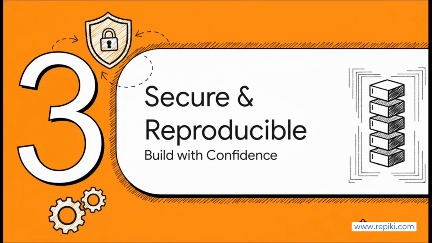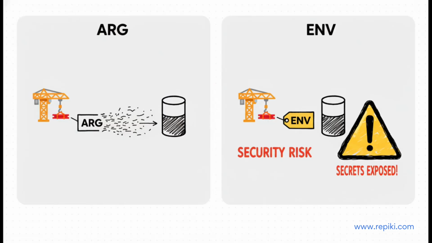But raw speed isn't the whole story. We also need to build with confidence. And that brings us right to our next section: secure and reproducible builds. Okay, here's a really common point of confusion that has major security implications. It's the difference between ARG and ENV. ARG is a build time variable. You use it to pass in something like a version number, and then poof, it's gone once the build is done. ENV, on the other hand, sticks around. It persists in the final image as a permanent environment variable.